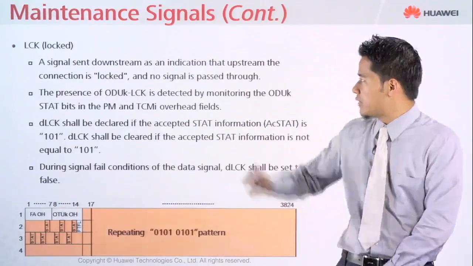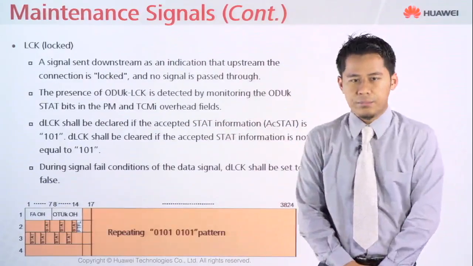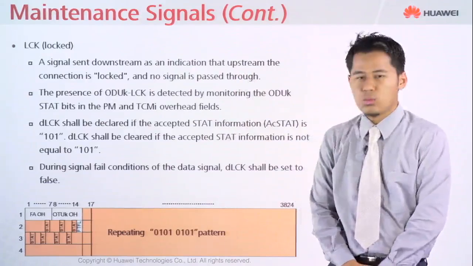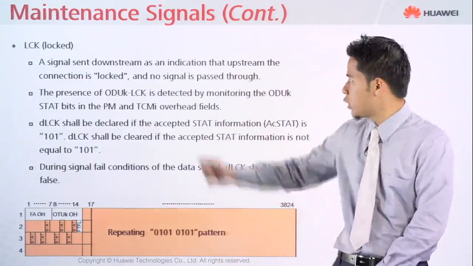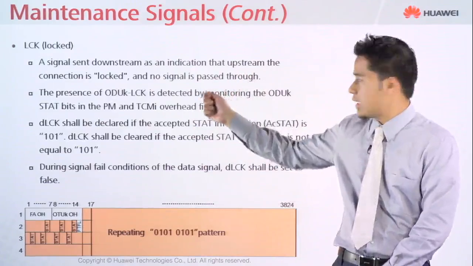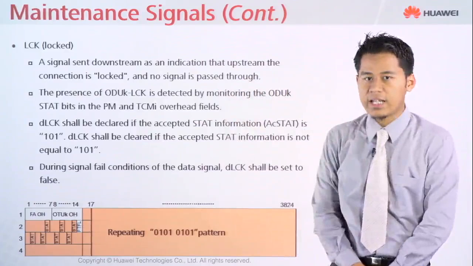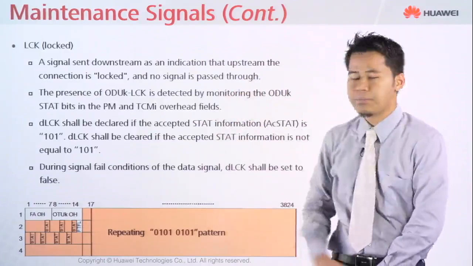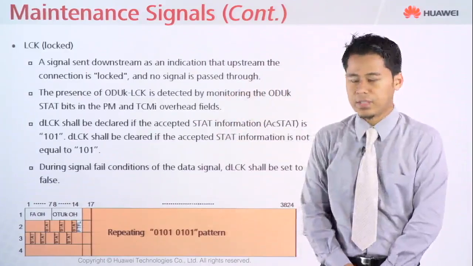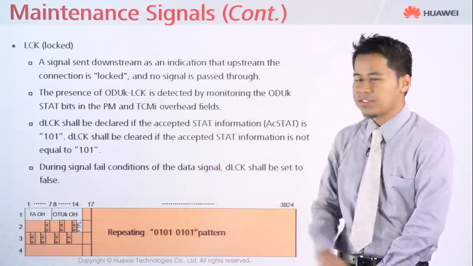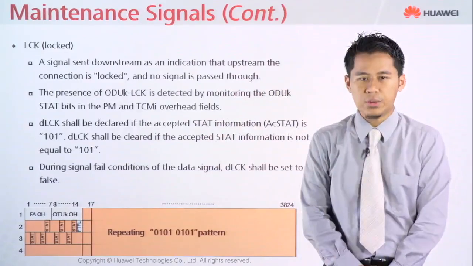In this part also you will see another byte, which is LCK, which is lock. It is the same, in that we send the downstream indication, whereby the upstream is locked and no signal can pass through. As usual, they will have a state which is 101.